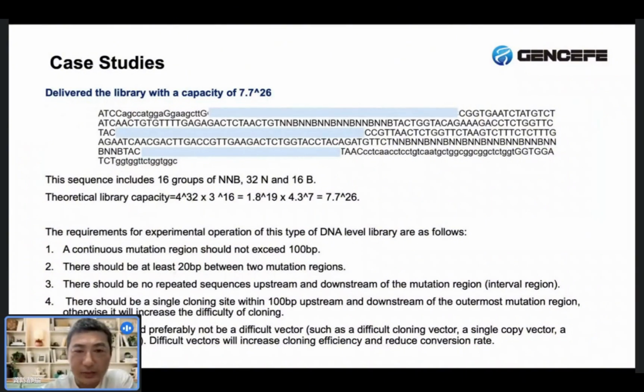So in this case, the theoretical capacity, in this calculation, will be very large. This number is very large, so you have many amino acids substituted. In the design of mutant libraries, usually the degenerated region should not be more than 100 base pairs. And between two regions, there should be at least 20 base pairs between them. That is for cloning purposes. And there are also other requirements.